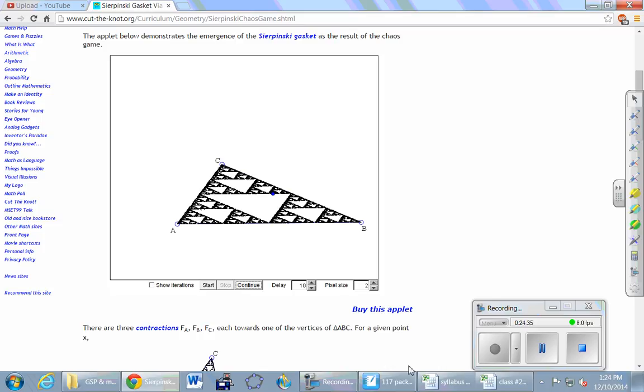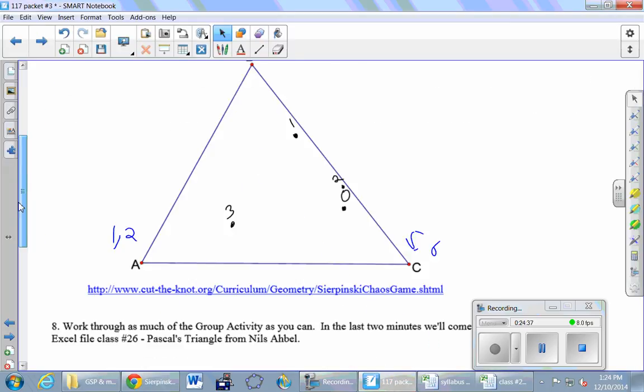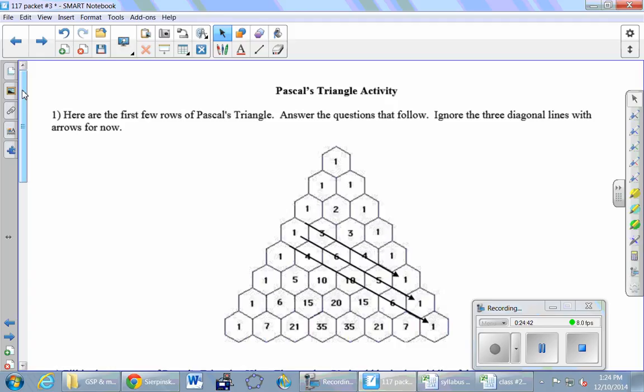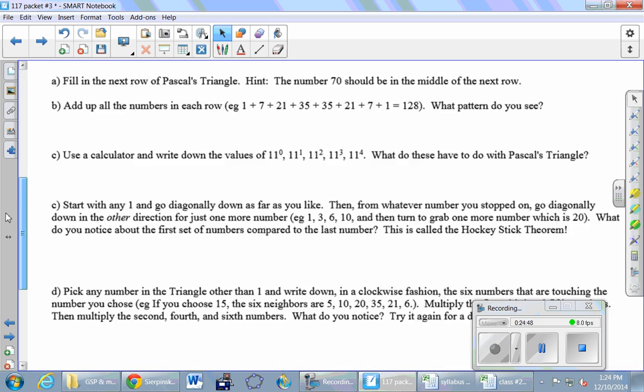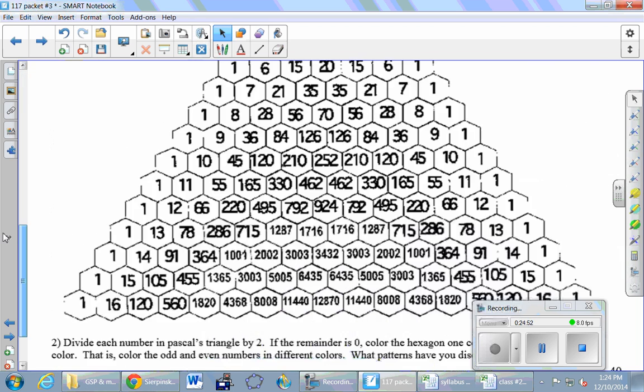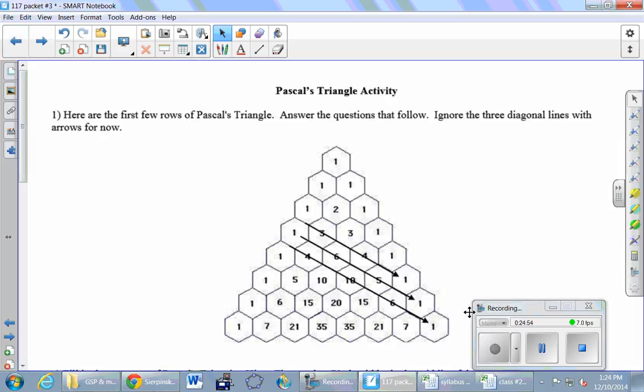All right, so here's what we're going to do. On the next page is this thing called Pascal's triangle. Anybody ever seen Pascal's triangle? So there are a bunch of questions that you're going to answer about Pascal's triangle on this page and the next. Raise the flag if you get stuck.